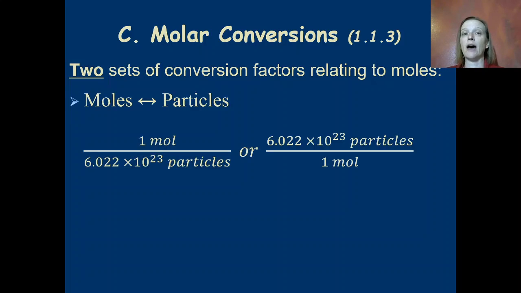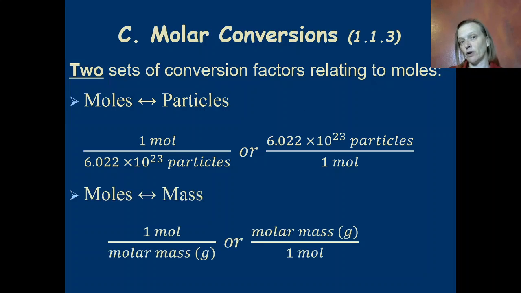We've learned how to switch between moles and particles. There are two conversion factors that let us do it, depending on which direction we're going. We either go from particles to moles using this conversion factor, or from moles to particles using this second conversion factor. The other conversion factor that we've learned, although we haven't used it yet, is going from moles to mass. So we can go from mass to moles using this first conversion factor, or we can go from moles to mass using this second conversion factor.